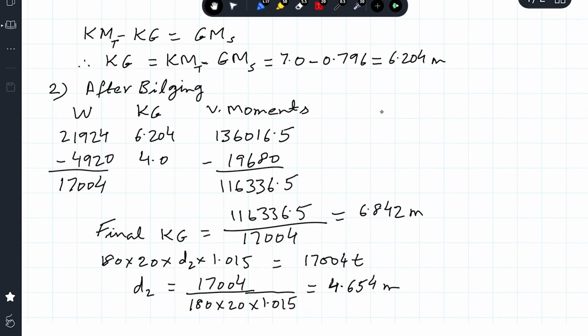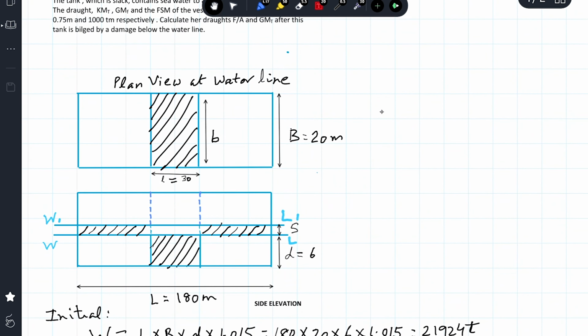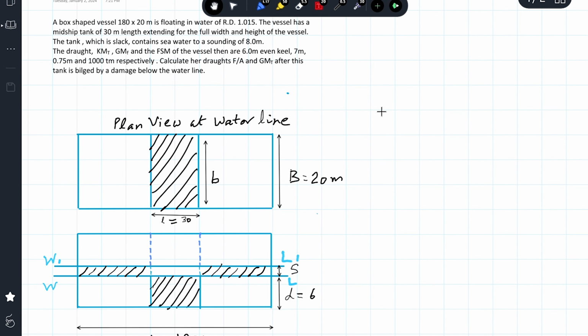Okay, so that's the only thing about this question. The key point here is how to deal with the seawater. The tank which is built contained seawater up to a sounding of 8 meters. The draft was 6 meter and they gave sounding 8 meters. So that is just to cause some confusion, but it has got no meaning. The sounding of the 8 meters is just for calculating the weight of the seawater inside the tank.